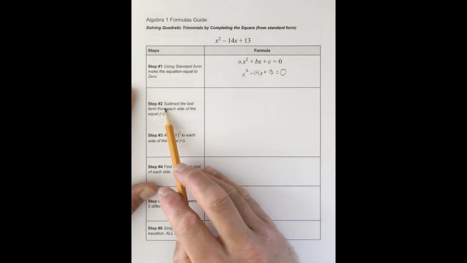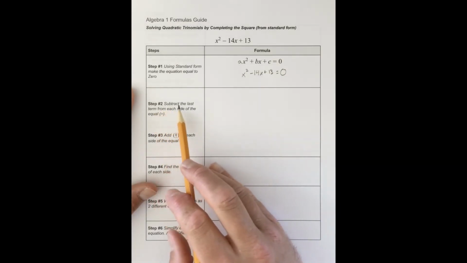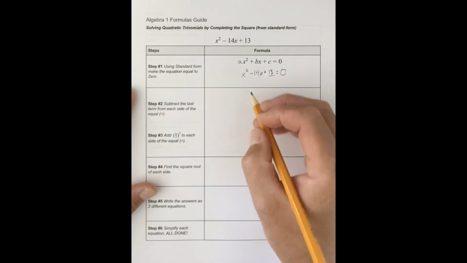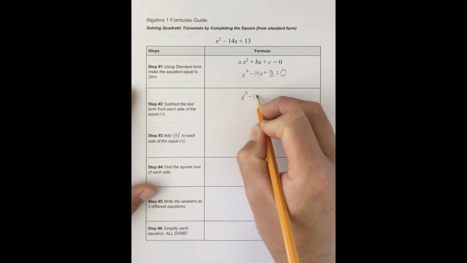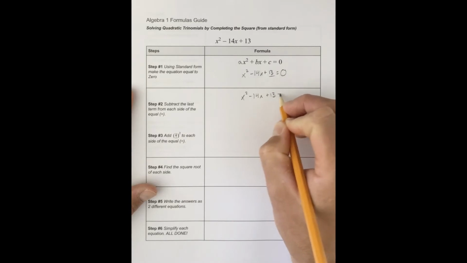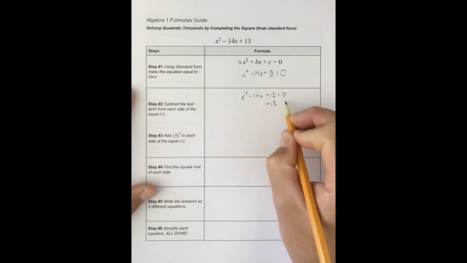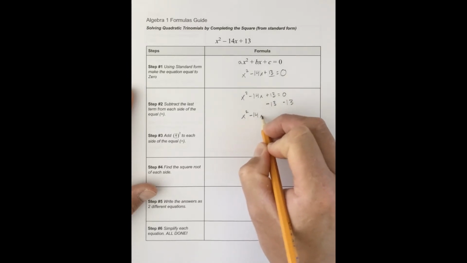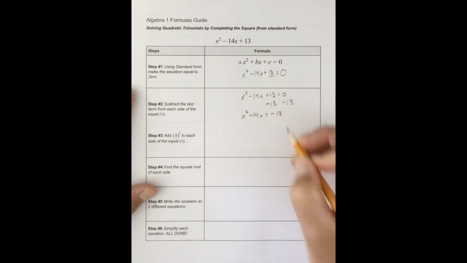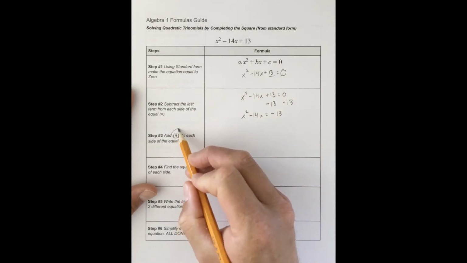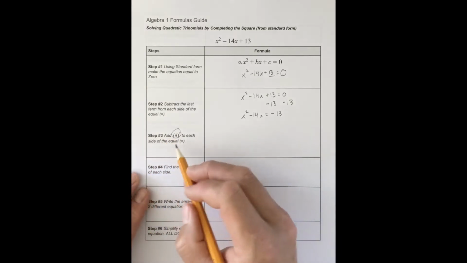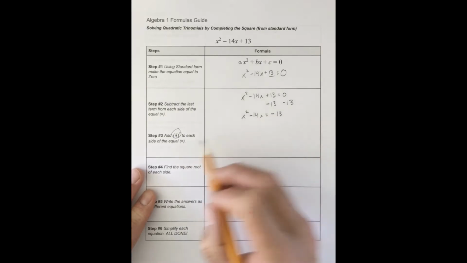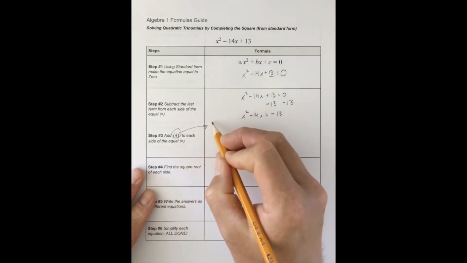All right, first thing we need to do, step 2 actually, is subtract the last term from each side of the equals. So that's this term right here. So I'm going to rewrite it out, and then I'm going to subtract 13 from both sides, so that I'm left with x squared minus 14x equals a negative 13. Now there's a good reason why I do that, and that is because of this equation right here. I need to add whatever product I get from this onto both sides of the equals. So I'm going to bring this over here and show you what that looks like.